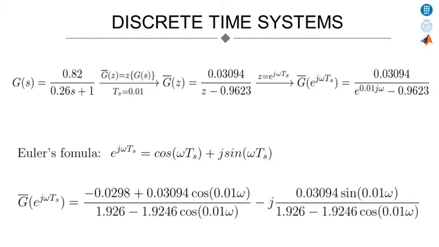This one uses the Z variable instead of the S variable. The relation between the Z variable and the frequency uses the exponential and the sampling time. The steps followed from this point on are the same as before. By substituting different omegas in the obtained formula, we will obtain the magnitudes needed.